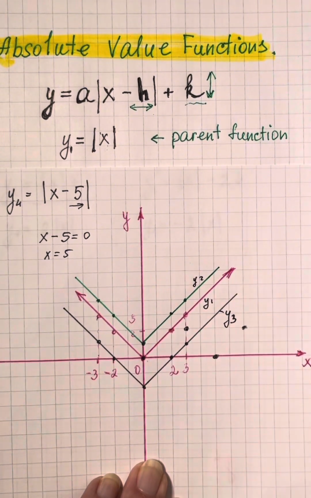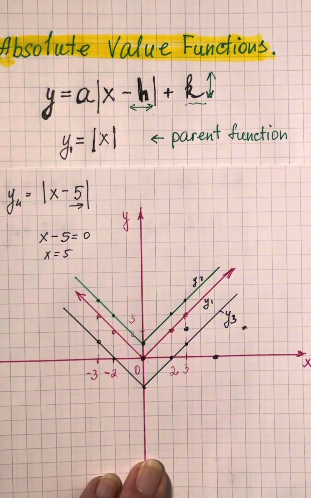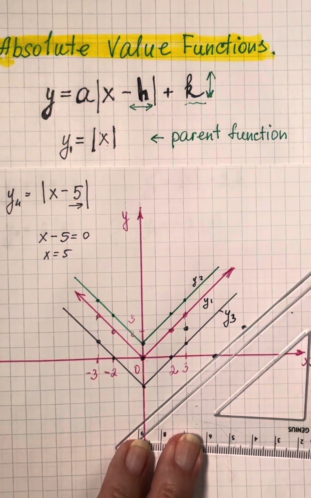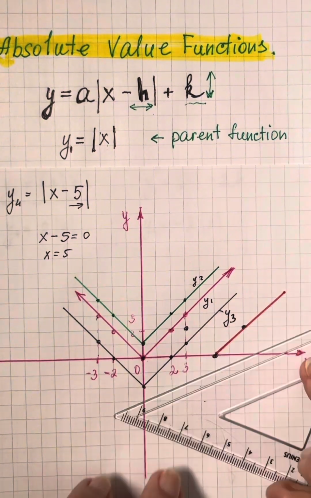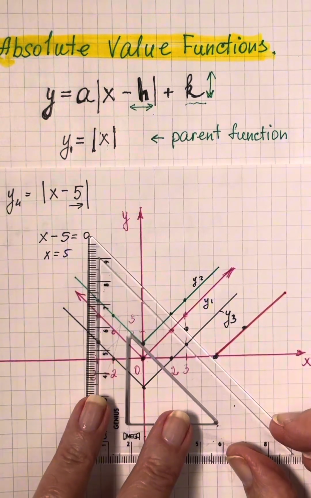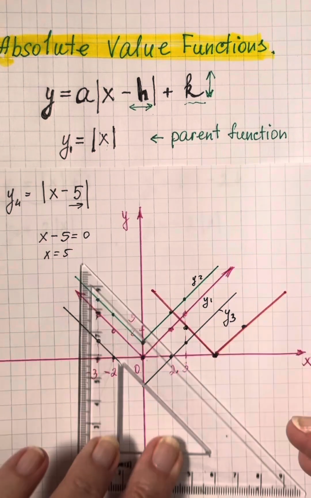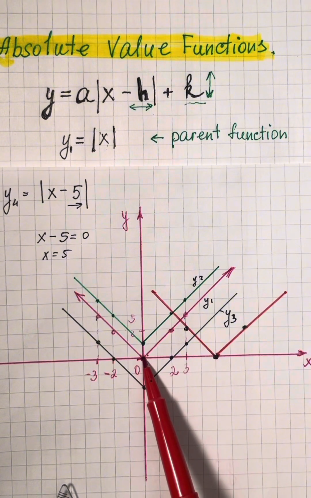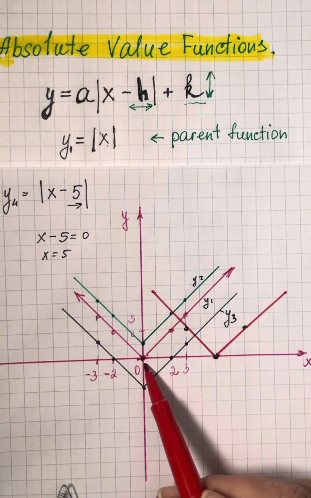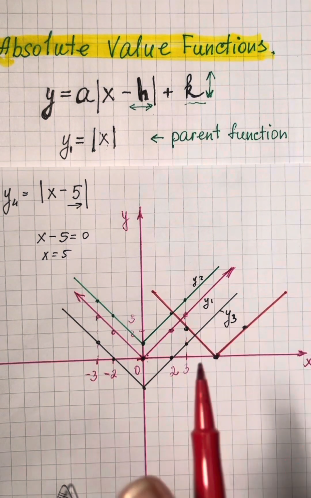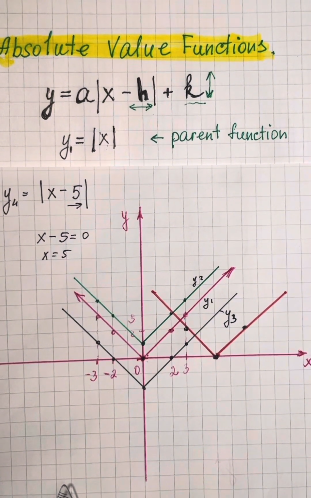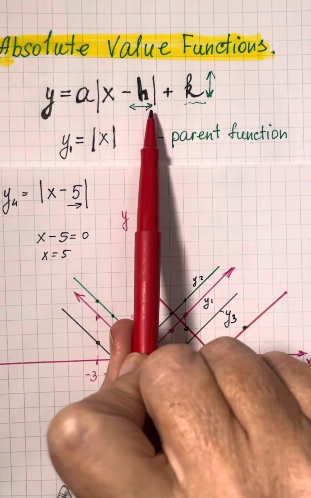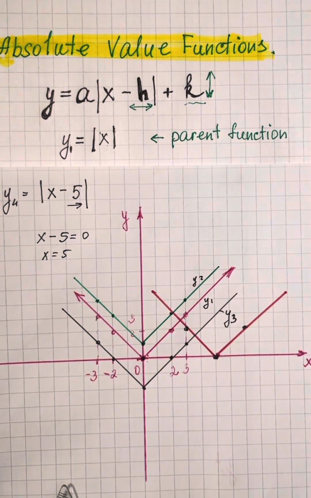I'm going to connect, I will use maybe this color. So what we will have, again, is a V shape. And we're going to compare this with the parent function. We compare the pink and red. As you see, it shifted 5 units to the right. So what we can analyze is that this part, h, gives us horizontal shifting.